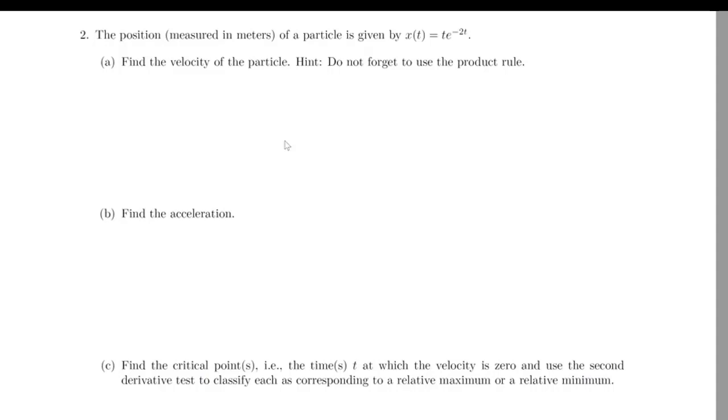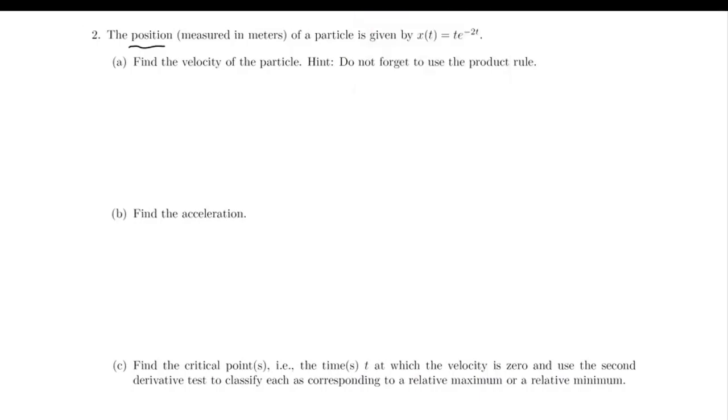Number 2, the position, which is measured in meters, of a particle is given by x of t equals te to the minus 2t. Position is my first function. And then if I take the derivative of position, what do I get? The velocity. Perfect. To get the velocity, I want to find the derivative of x of t, which is equal, we'll call it v of t.